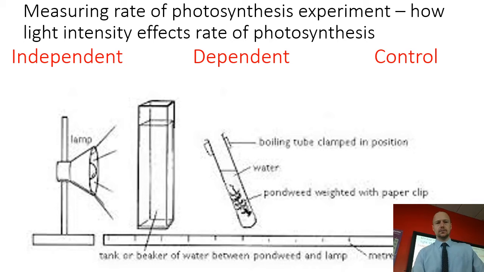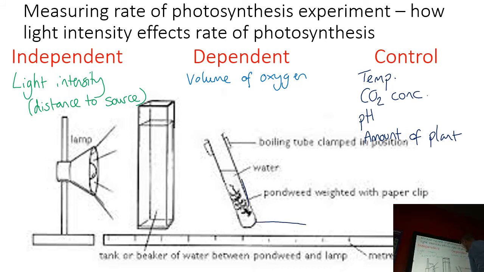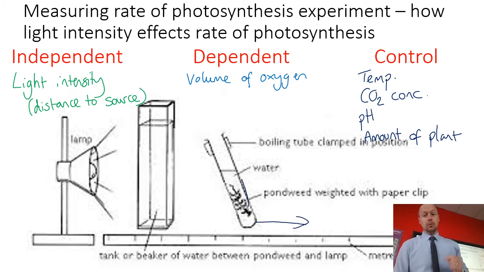Right, the answers. The independent variable will be light intensity, obviously. And this specifically could be the distance between a light bulb and where you put your plant. So you could move the plant further away from the light source. And remember, the distance is inversely proportional to the light intensity. The inverse square law is probably the most difficult thing we've done so far on this topic. There'll be a couple of questions on that in a bit.